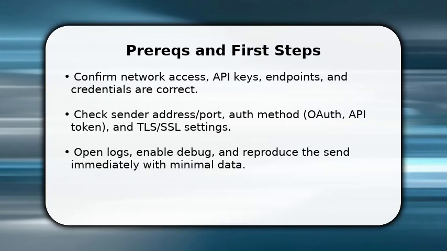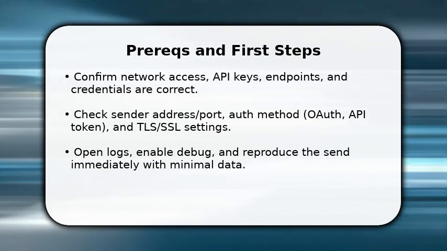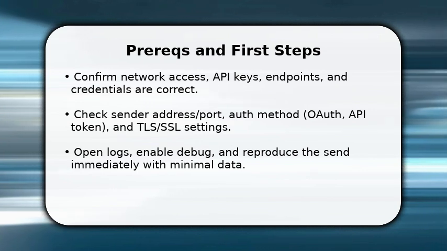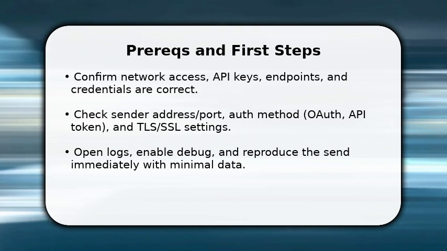You start by validating prerequisites that matter: network reachability, correct API keys, and the required auth method. Once you confirm access, trim the payload to a minimal example and attempt a single send. Make sure to enable detailed logging or debug mode so you capture headers and status codes. If you hit an error, note the exact code and timestamp. This first step narrows variables fast and gives concrete evidence to drive the next diagnostic actions.